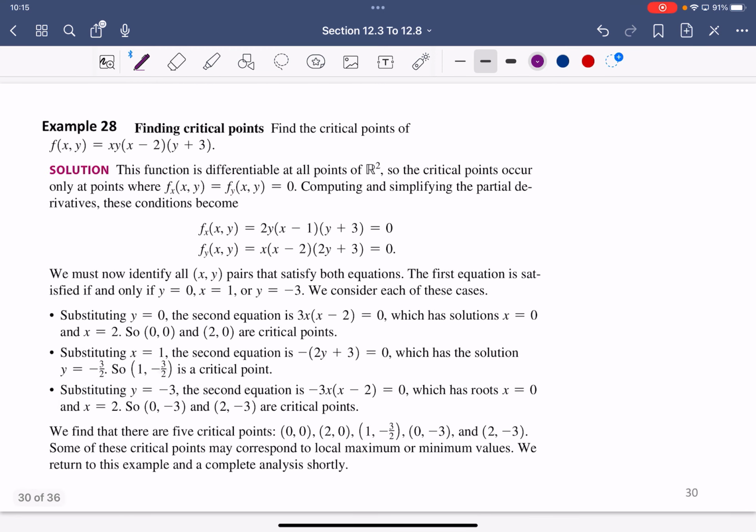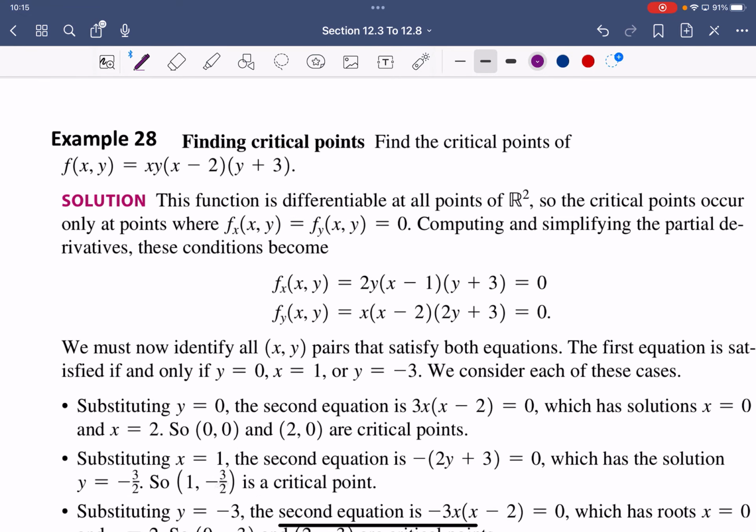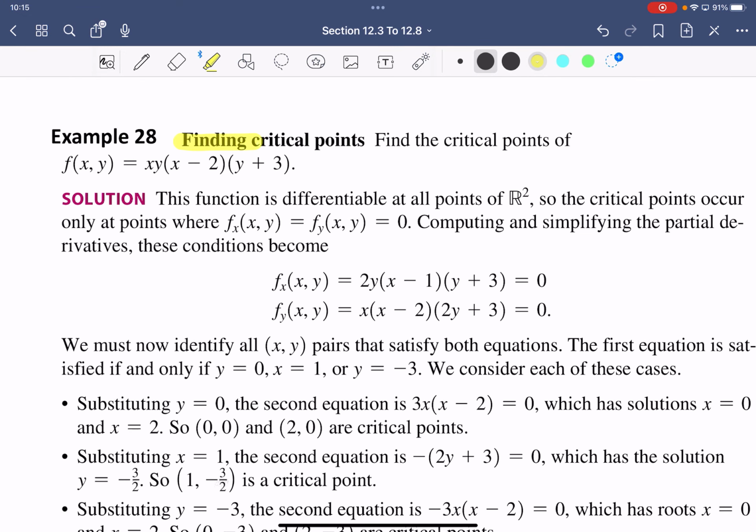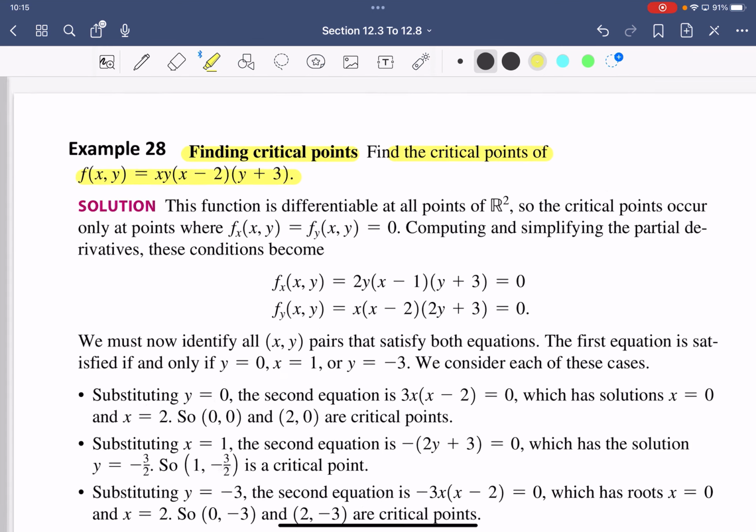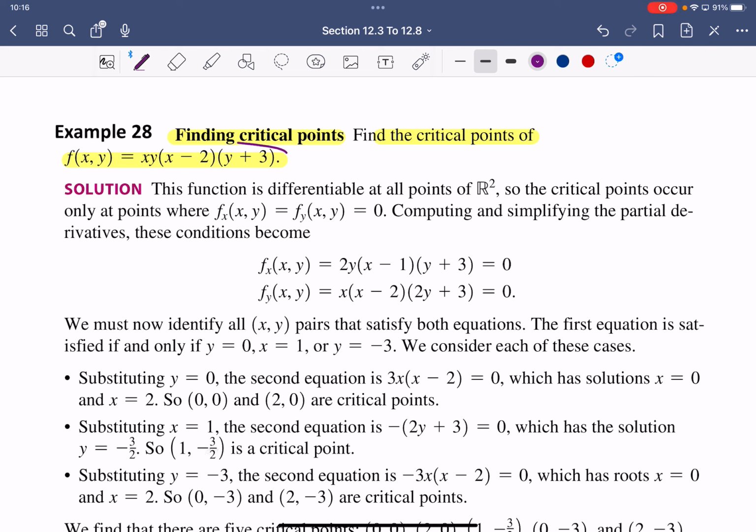So let's start by taking a look at this example. This is the example from the book. We want to find the critical points of f(x, y) = x y (x - 2)(y + 3). So what you have to do is start from this function, and then you take derivatives. Everyone, take a look at this one. We're going to take the derivative of f with respect to x, and then the derivative with respect to y. So you get this part.